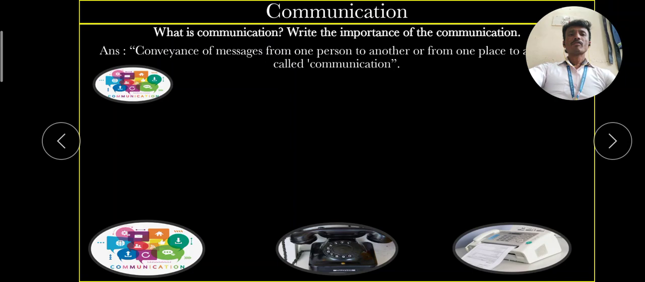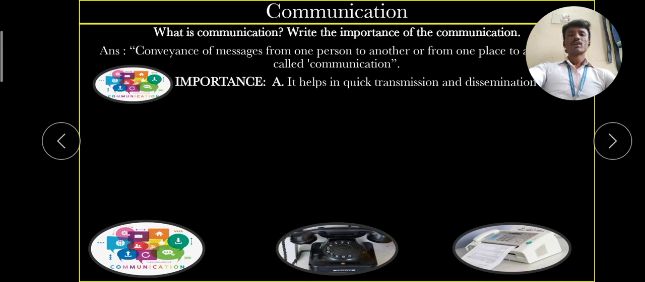The conveyance of messages from one person to another, or from one place to another place, is called communication. Conveyance means the transmission of information from one place to another place or from one person to another person. This is called communication. Now, the importance of communication. Why is communication playing a very important role?